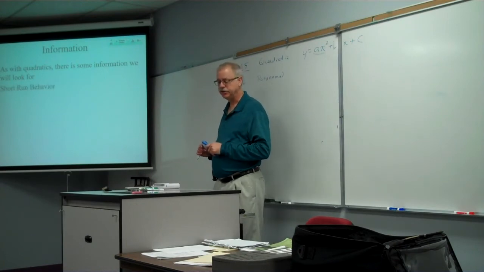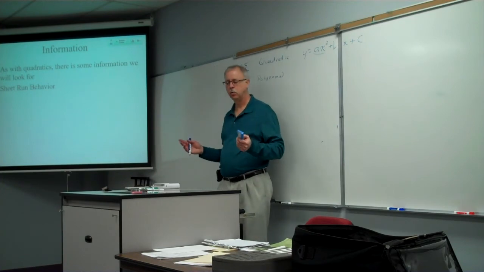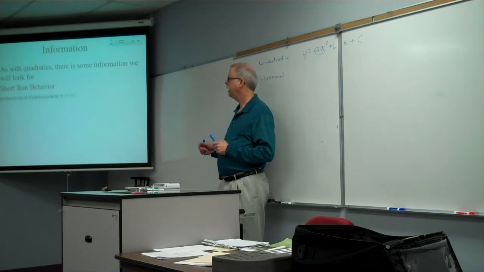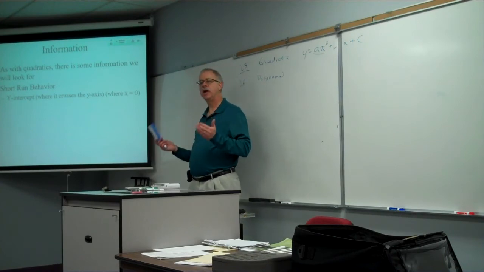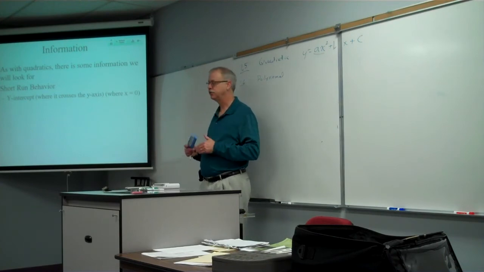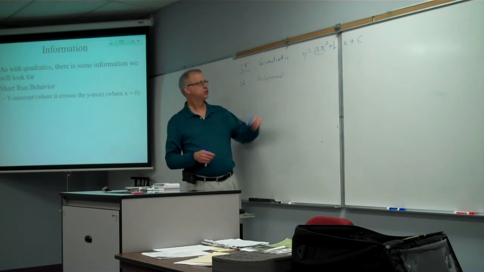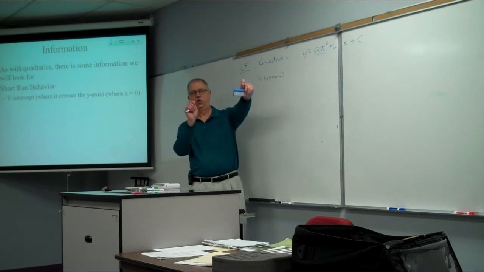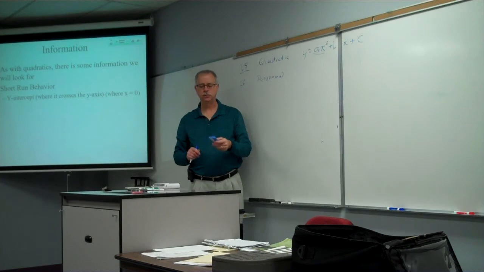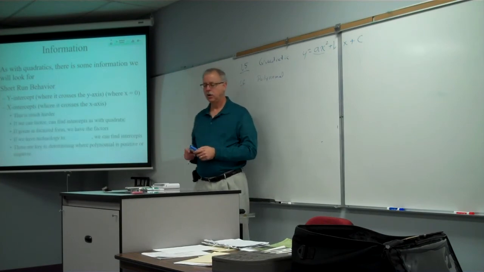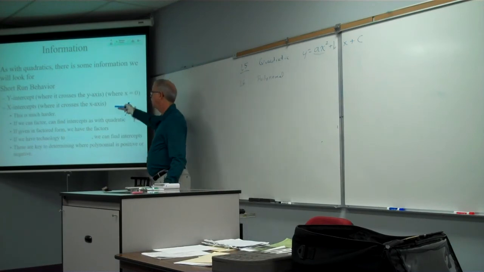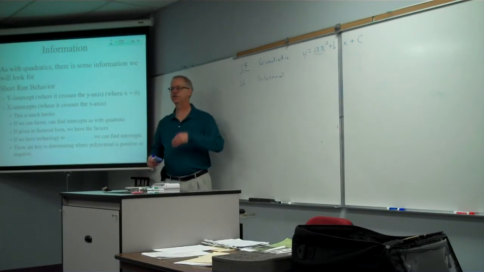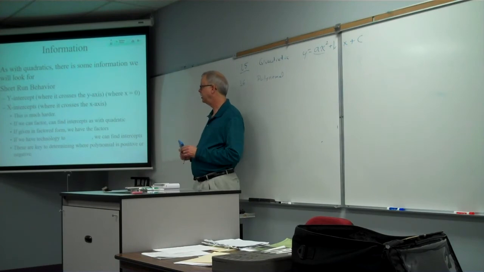And the book entitles this either short-run behavior or long-run behavior. Short-run behavior, we're interested in our polynomial, where do we cross the axis? Where do we cross the y-axis? Because just like with the quadratic, where the input is 0 is important. More important, though, is where do we cross the x-axis, where is the output 0? And that's going to be much harder to find.